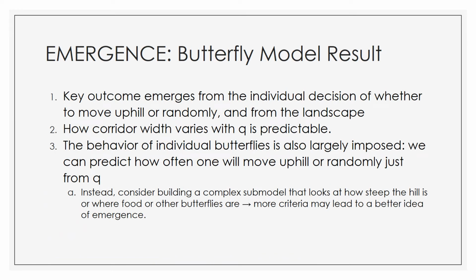So here are the results of our investigation whether the butterfly model follows the 3 criteria for emergence. Number 1, the key outcome emerges from the individual decision of whether to move uphill or randomly and from the landscape. So 2 factors, but those 2 factors are still pretty limited. Number 2, how the corridor width varies with q is predictable. So we really don't satisfy the criterion of non-predictability. And in addition, the behavior of individual butterflies is also largely imposed. We can predict how often one will move uphill or randomly just from q.